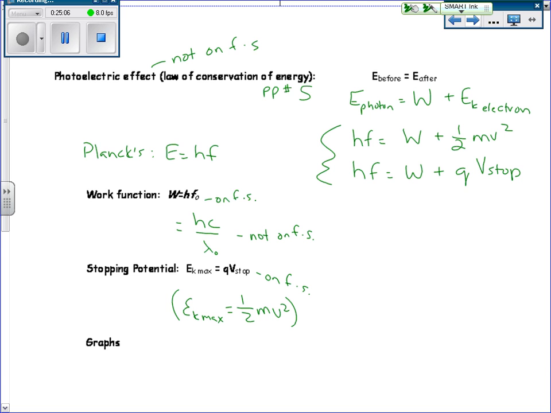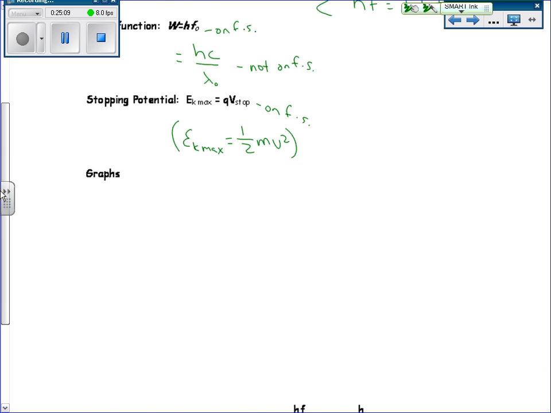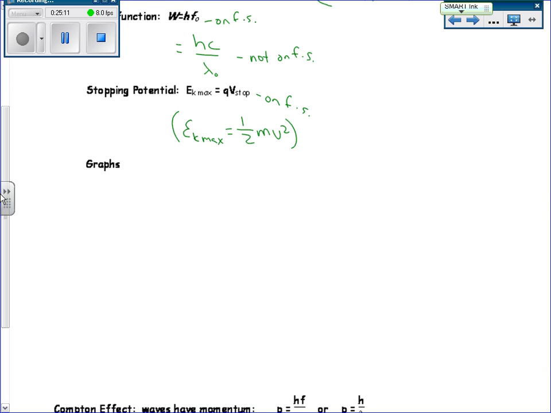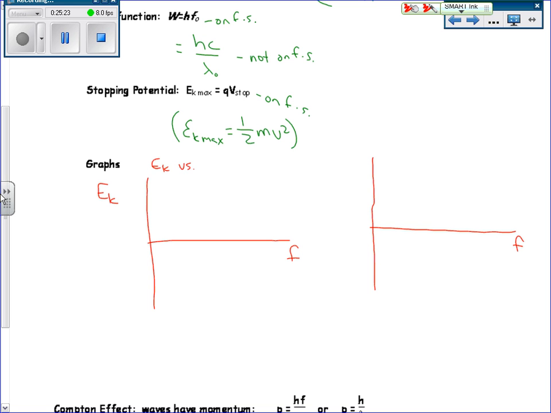And then a little bit of graphing stuff that we did. We looked at two different types of graphs here. One was energy, EK versus frequency. And the other one is voltage versus frequency, or potential difference versus frequency. In either case, the graph looks the same. Right? It has a y-intercept, an x-intercept, and a slope.